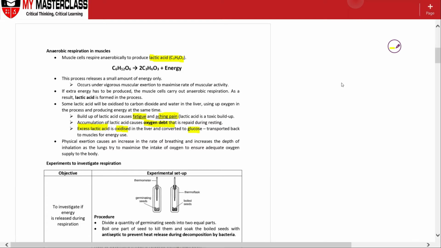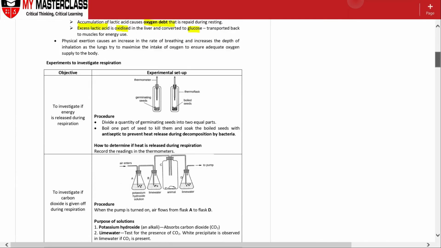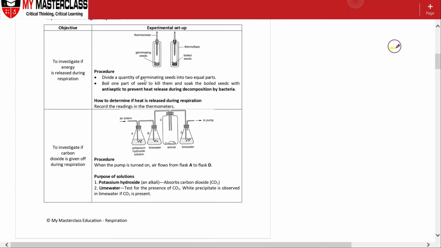So next we will look at the experiments to investigate respiration. It's quite straightforward. Germinating plants do not contain any leaves, which means they require basic respiration, which is the conversion of the sugars inside into energy. Over here, the seeds will have enzymes that break down the sugars in them into glucose, and the glucose will then be used as part of the respiration process in which heat is being released.